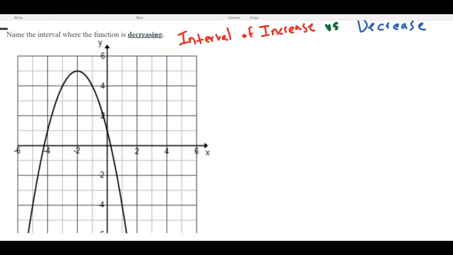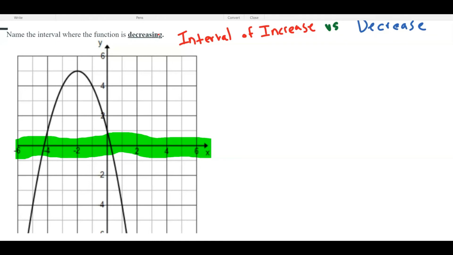Alright, I want to look at interval of increase versus decrease, and what that is referring to is basically up and down. Where does this parabola go up? Where does it start going down? And we're always going to be looking at the x-axis when we determine where this goes up and where it goes down. When we read interval of increase and decrease, it's always from left to right.